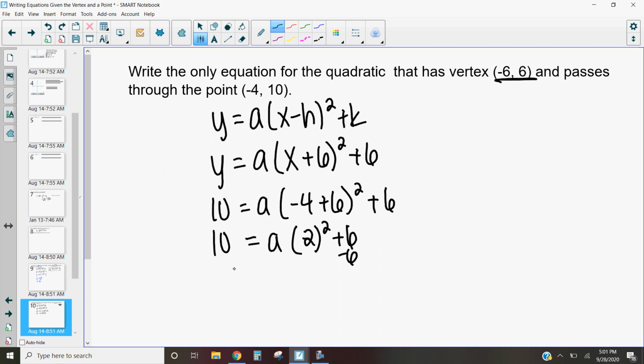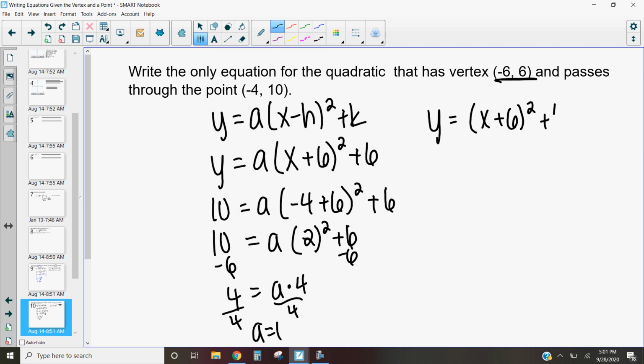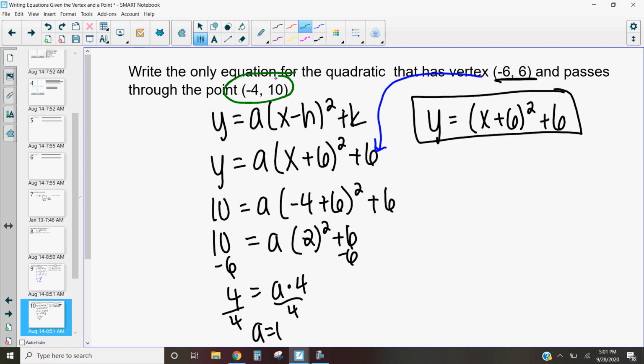I'm going to move my 6 now. 4 equals a, and 2 squared is 4. Divide by 4, divide by 4. That means a equals 1. So our equation here is going to be y equals 1, or we can leave it off, (x plus 6) squared plus 6. So again, we're going to substitute our vertex in right here, then take our other point and plug it in for x and y, and we're going to solve for a, and then use those three things together to give us our equation here.